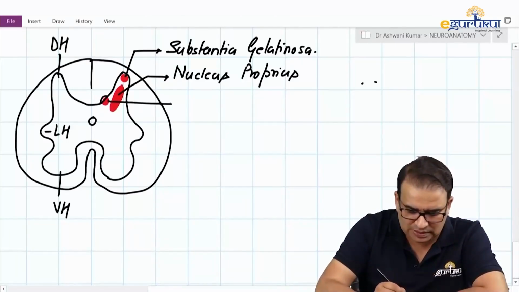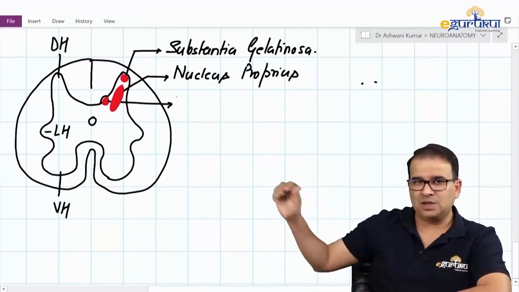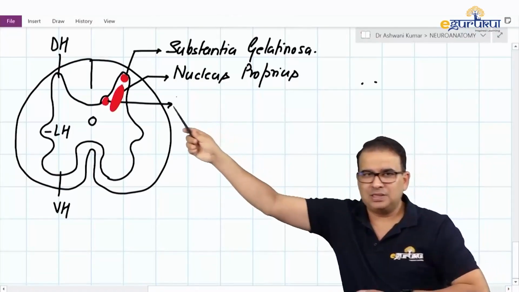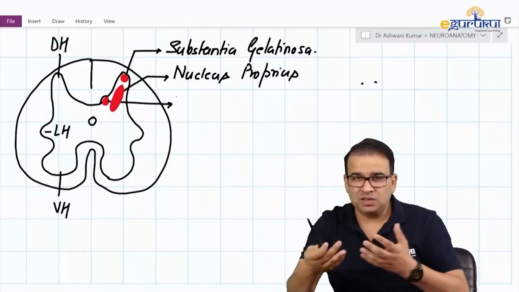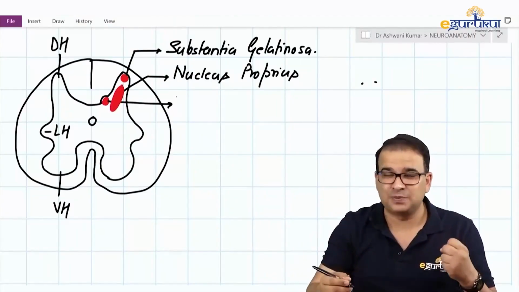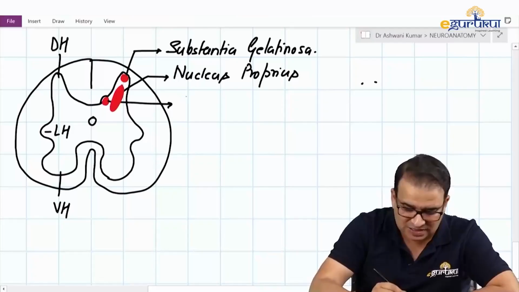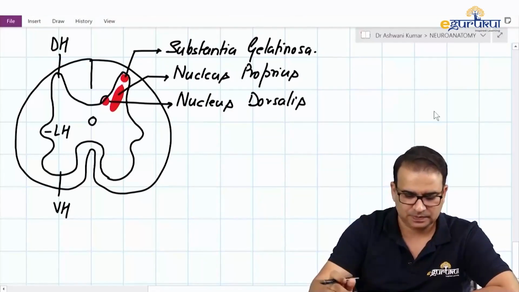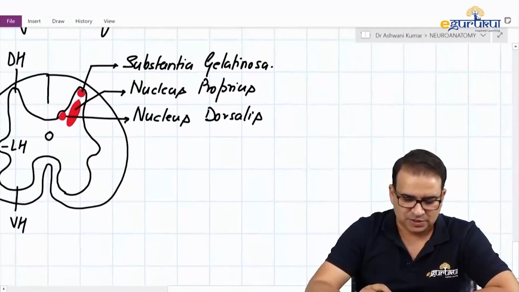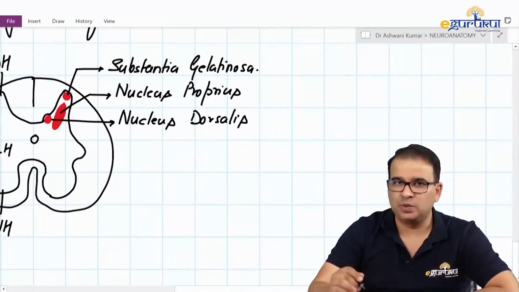And then this nucleus, see how we name the one that I marked right now. You can see a part of this nucleus is projecting toward the dorsal column, where the dorsal column tract is present. So we call it nucleus dorsalis. Substantia gelatinosa, nucleus proprius, and nucleus dorsalis.